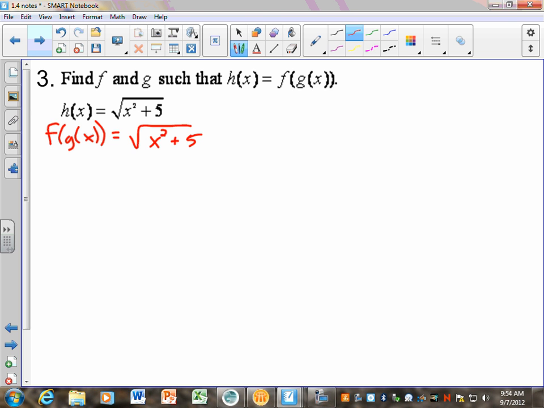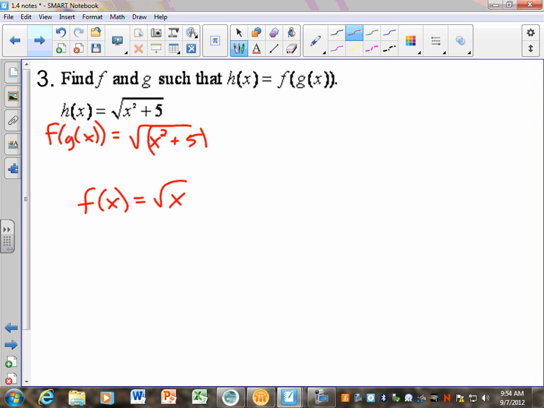But I want you to start thinking about outside and inside functions here. So when I look at this, I see a square root. Could you say the square root could be the outside function, and what's under the square root could be the inside function? Just humor me for a minute. If f of x is the outside function, and my outside function is square root, I'm just going to write f of x as the square root of x.